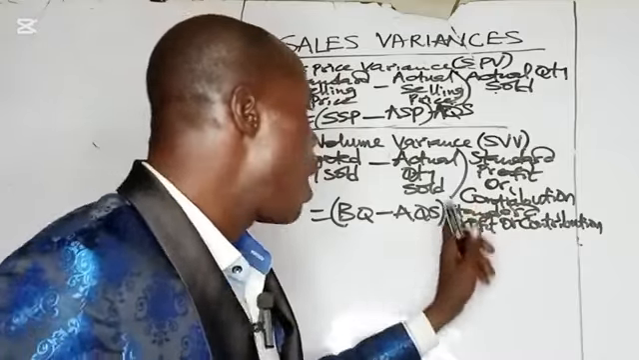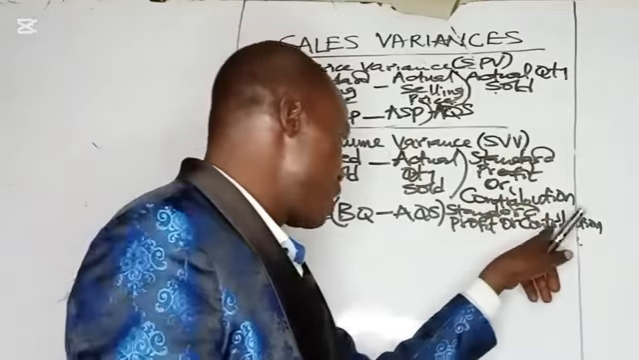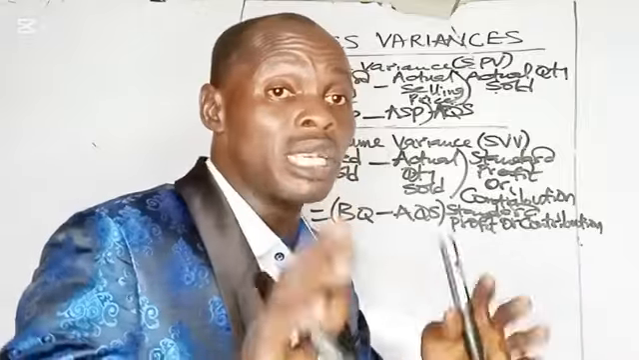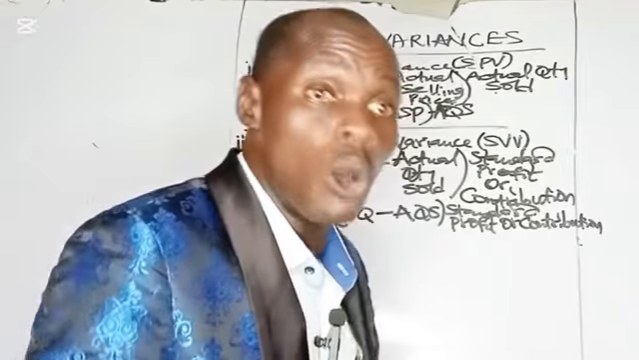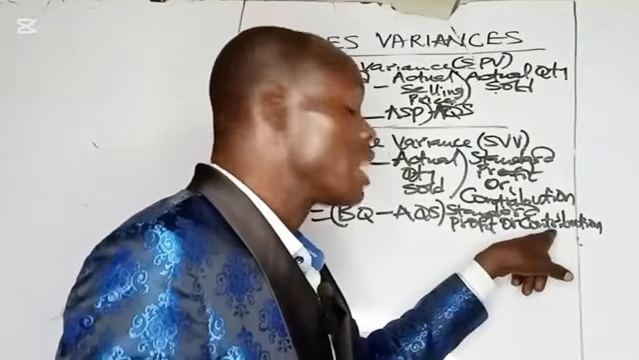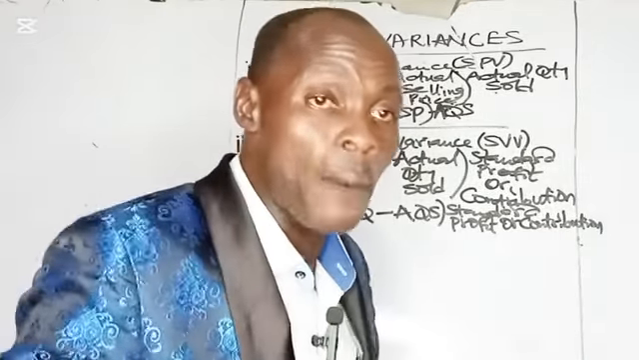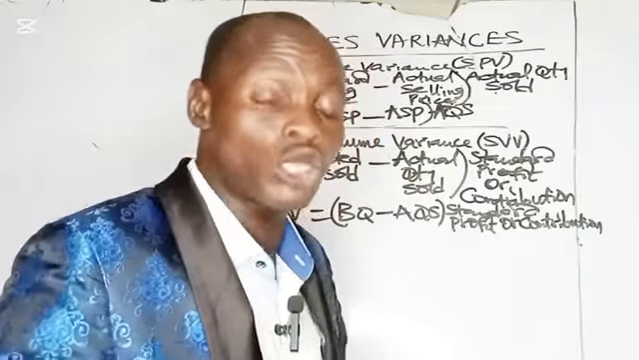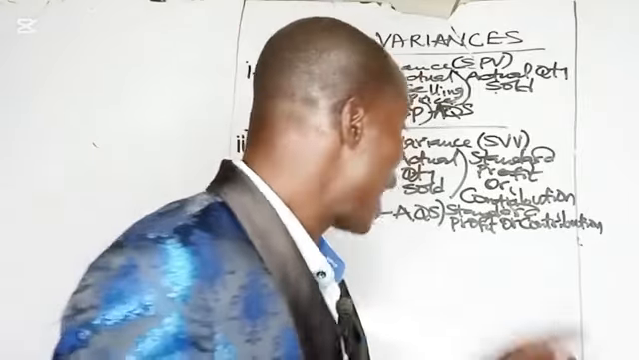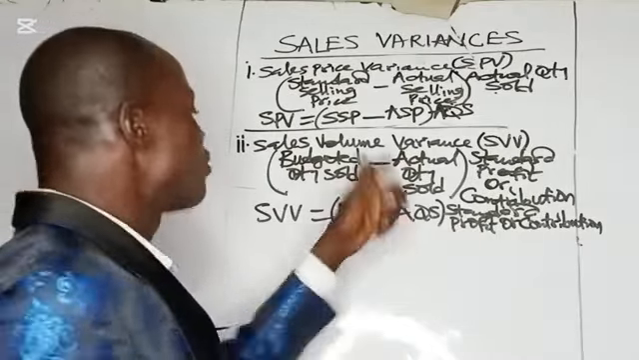If no fixed overheads are absorbed into the product, you know that it is contribution alone. If the costs you are given are only variable costs, with no information about fixed cost, then you can only calculate contribution. In that case, it is standard contribution. But where there is information about fixed cost that can be absorbed into the product, then you use absorption costing, so standard profit will be used. Please take note of that. That is sales volume variance.